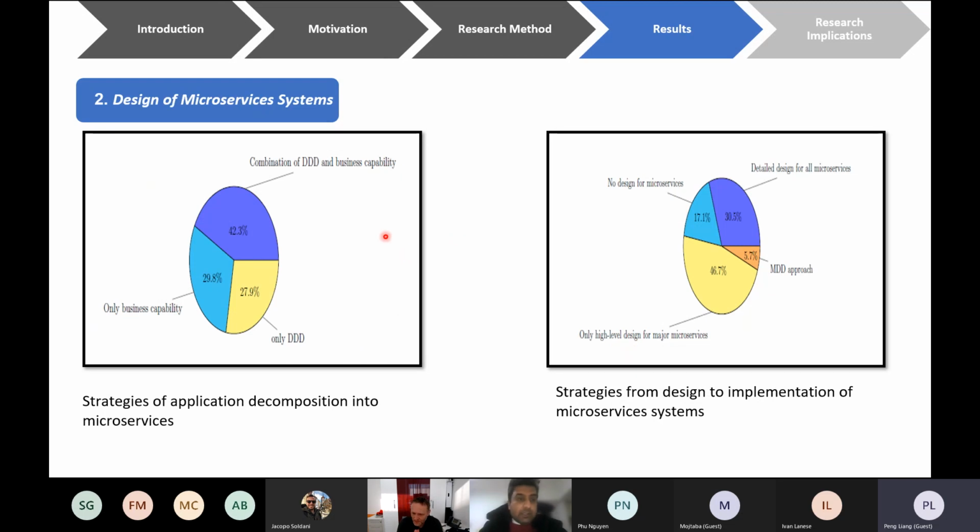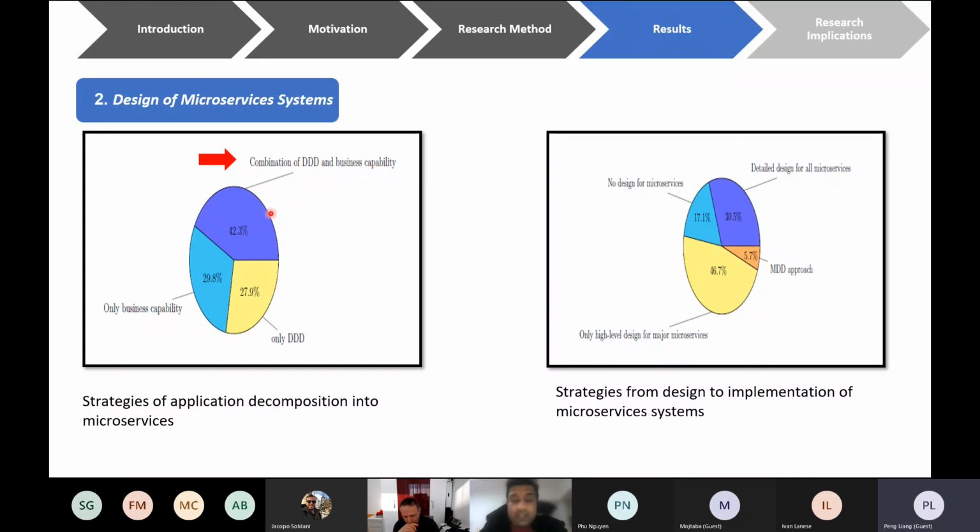So now I will present some of the key findings regarding the design of microservices systems. The first question was regarding the strategies of application decomposition into microservices. We asked the participants how they are decomposing applications into microservices. Most of the participants said that they are using a combination of domain-driven design and business capability to decompose applications into microservices.